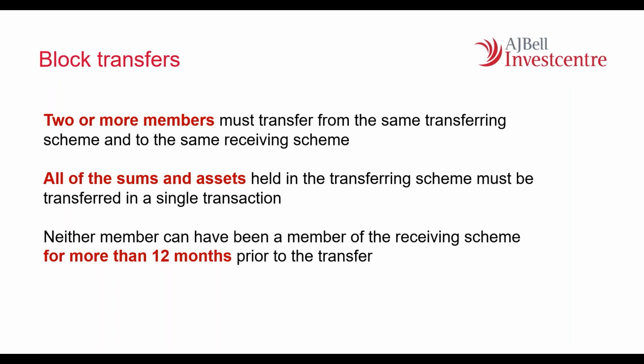Now, both members don't have to have something to protect. So it doesn't mean that both of them have to have a protected lump sum or a protected pension age. You could have one that has the protection, as long as they're coming across with somebody else from scheme A to scheme B, then that is fine.